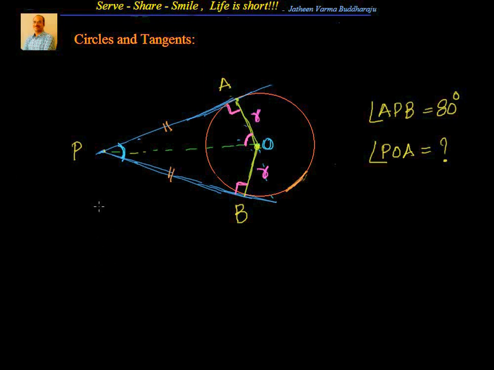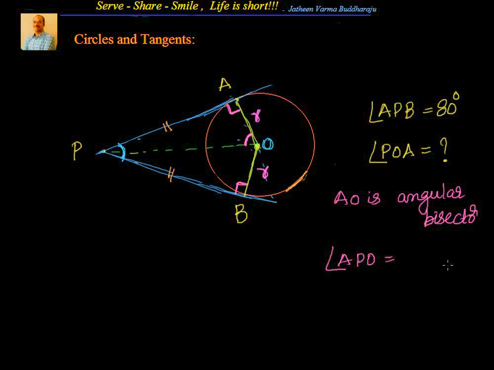Okay, right. Now we know that angle APB is 80 degrees. We also know AO is the angular bisector. If AO is the angular bisector, then angle APO is equal to 80 degrees divided by 2, that's equal to 40 degrees. So I know this small angle, angle APO, is 40 degrees. I have to find out what is angle POA.